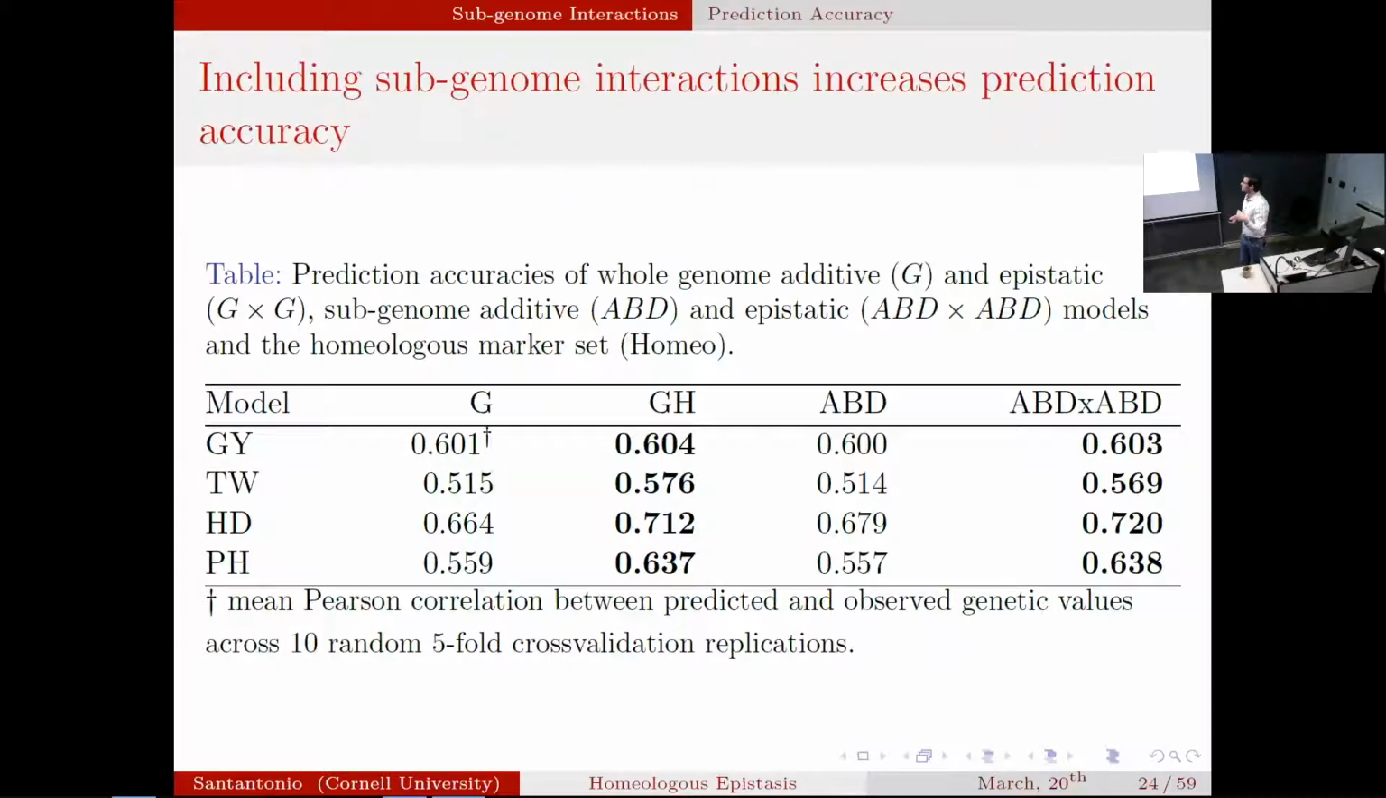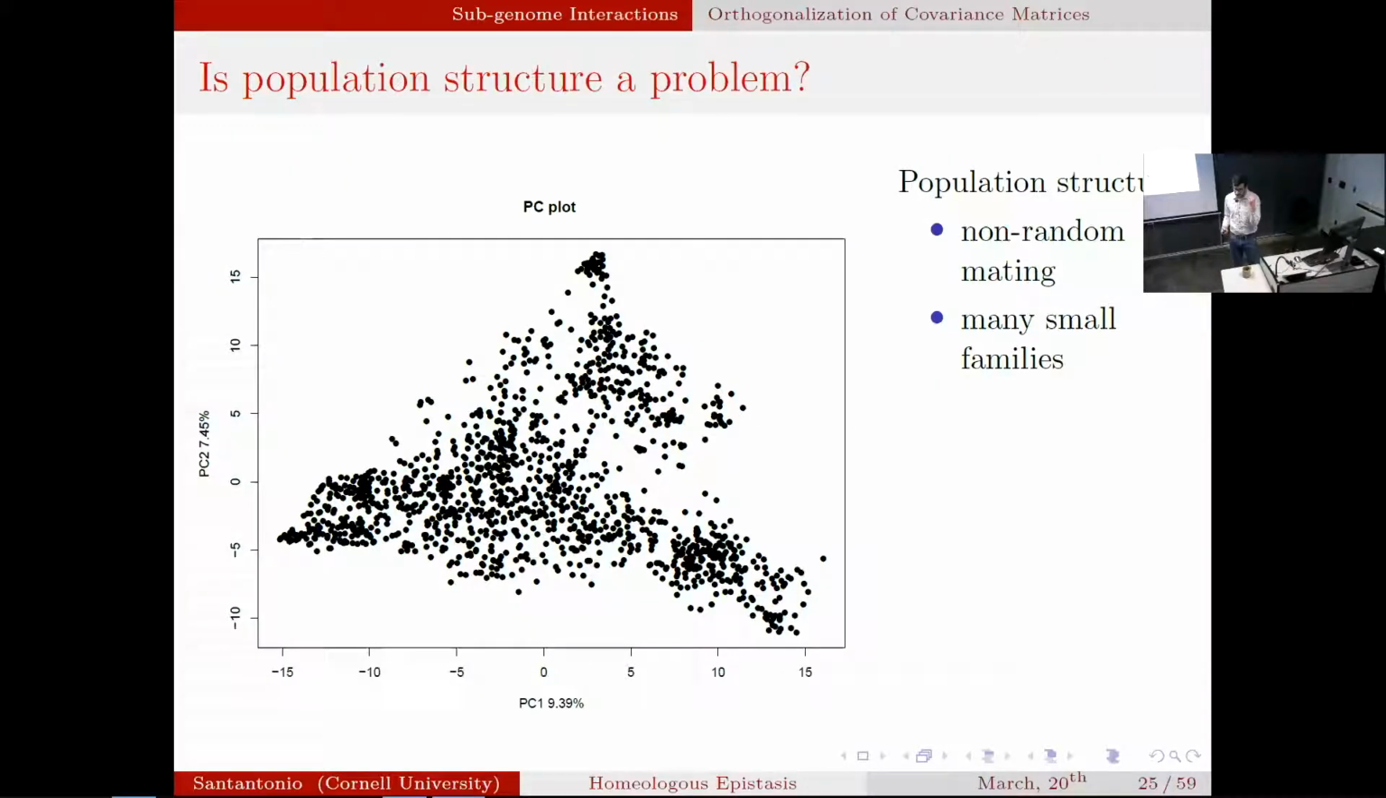However, the problem is that these things are not independent, right? So in a population under pure Hardy-Weinberg, these variance components should be independent of each other. But we do have population structure. It's not like we see in something like rice, for example. But this is just a PC plot of the genetic covariance. And we're explaining maybe 18% or so of the variance, which is the first 2 principal components. So there is some population structure in here, and it's probably mostly due to the fact that we have many small families.